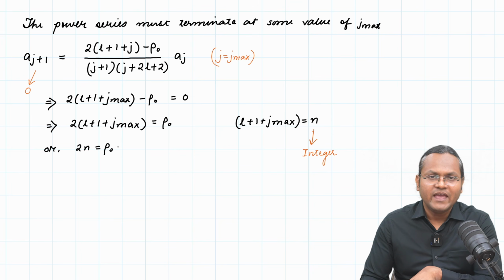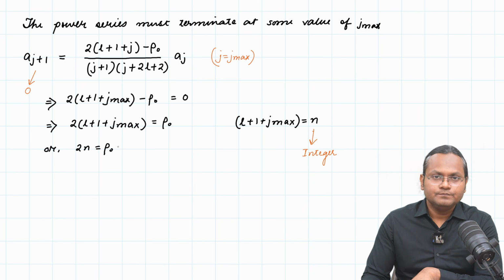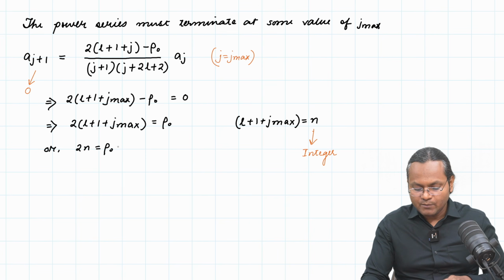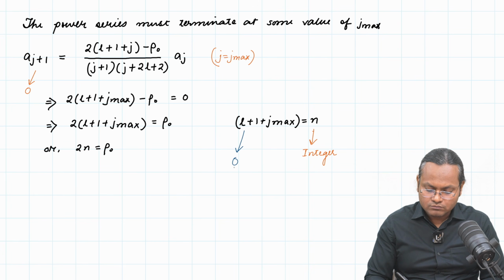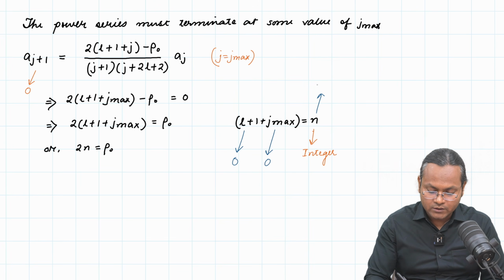What is the value of n here? We will figure it out. But right now we just know that n is some integer. Of course, the lowest possible value of L is 0. The lowest possible value of j is 0. And then you have 1. So therefore, the lowest possible value of n is 1. So it is probably 1, 2, 3, something like this.